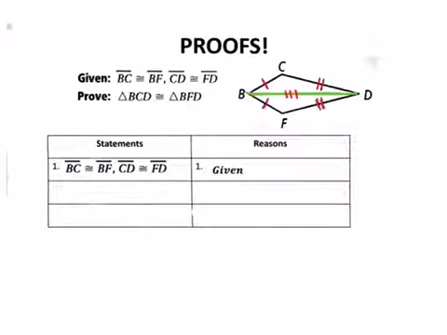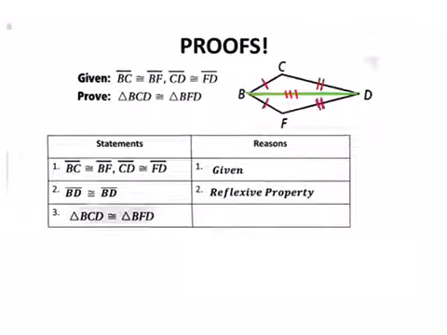So that means we can automatically state that BD is congruent to itself by the reflexive property. Well, with that, we now have three sets of corresponding sides, which means the two triangles BCD and BFD are congruent by side, side, side triangle congruence.